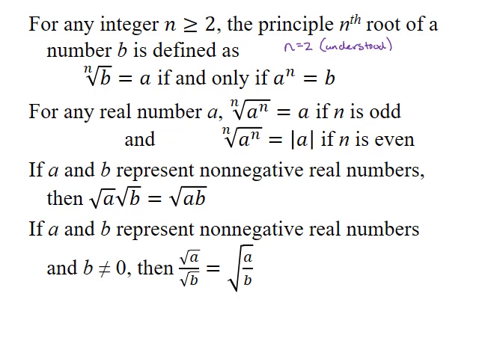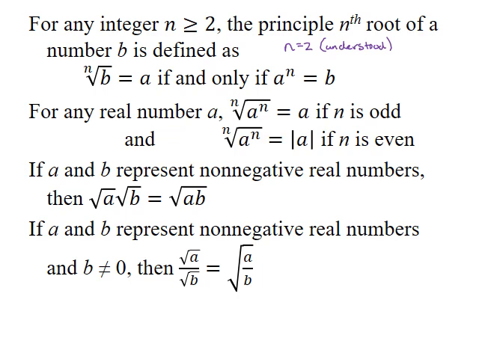Reading through some of the other stuff. So if you are taking an nth root of a to the n, keep in mind that if n is odd, you could get negative answers, versus if n is even, you cannot get negative answers, which is why you see this absolute value right here.